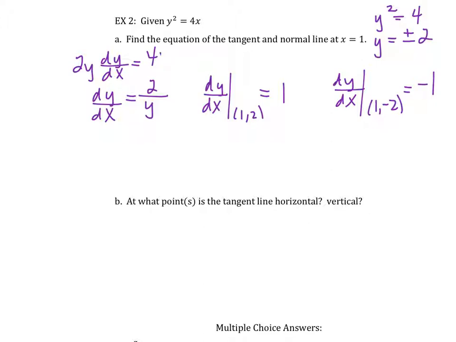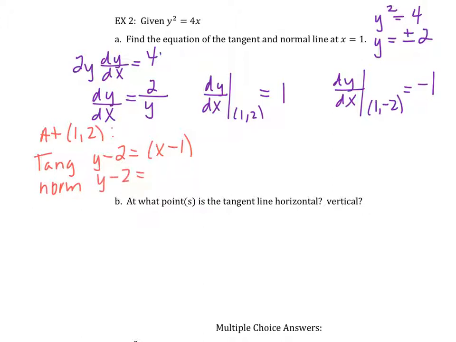So here's how I'm going to write my answer. I can go straight to the answer at this point. At (1, 2), my tangent line is what? My point would give y - 2 = (my slope was 1, which is kind of silly for me to write) x - 1. The normal line at that point would be y - 2 = the reciprocal of 1, which is -1, so I'll just write -1(x - 1). And those are the tangent and normal lines at that point.